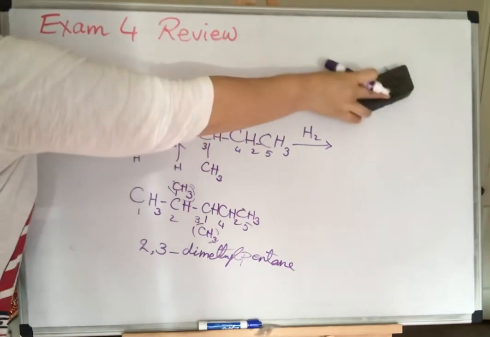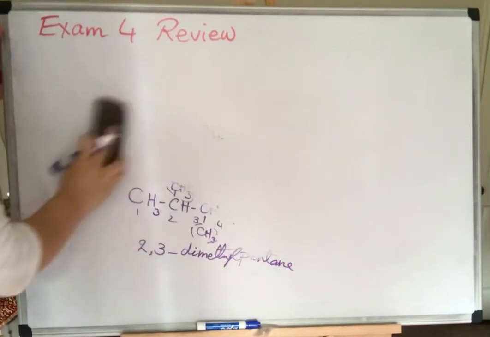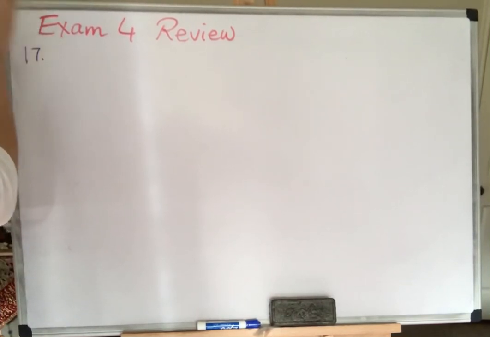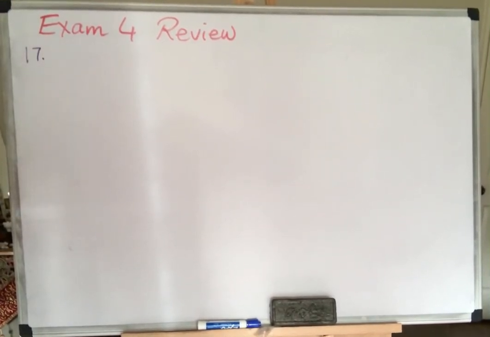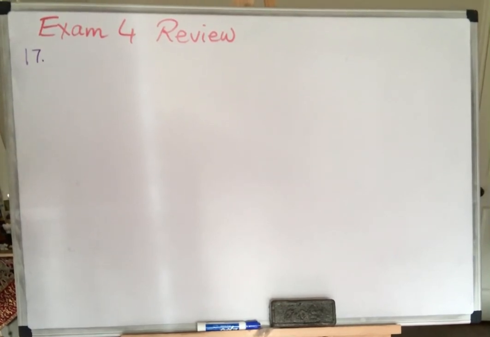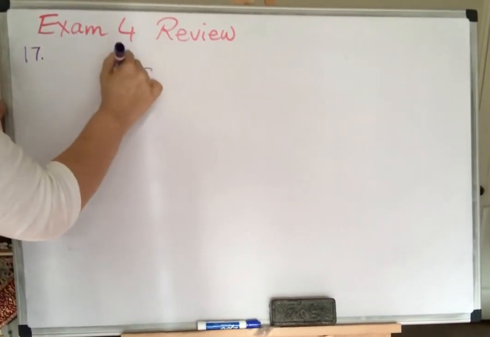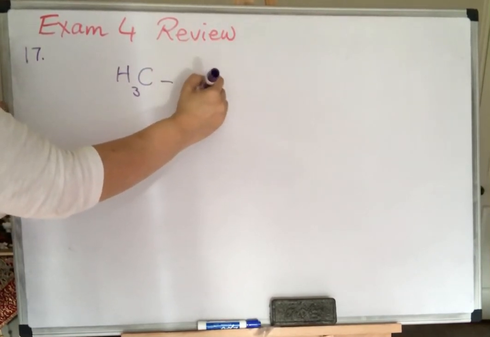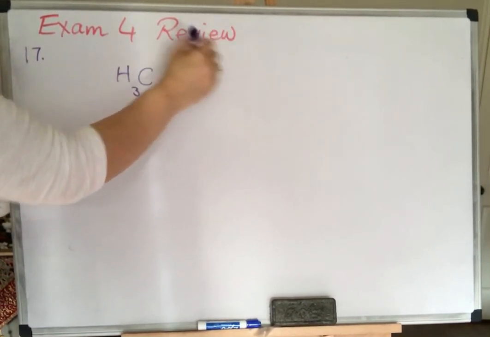You need to do the namings and the structures step by step. Question number 17. What is the IUPAC name for the following structural formula? CH3, CH, CH2, CH3.